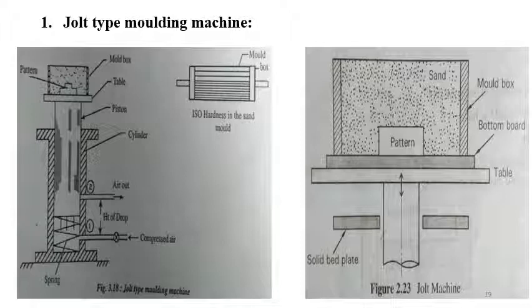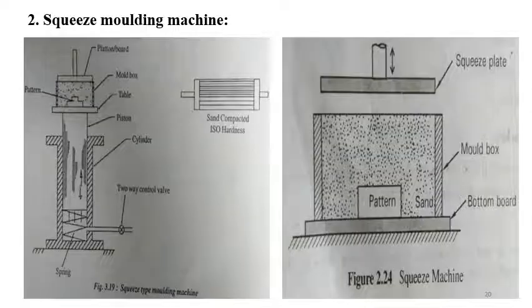That's the jolt type machine. Next we go for the second one, squeeze molding machines. Same principle. This is a piston cylinder arrangement. The only extra thing is the squeeze plate. You can see that is a squeeze plate. You put the mold box on the squeeze machine table, and the squeeze plate impacts on that sand. Due to the squeezing action, the sand is very tightly filled around the pattern. It's a very simple mechanism.